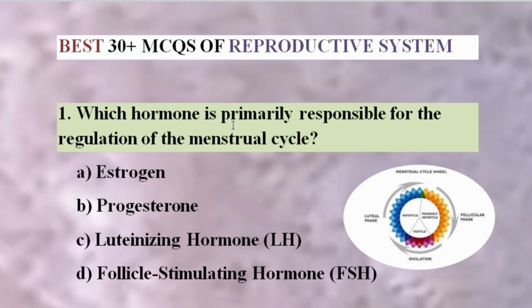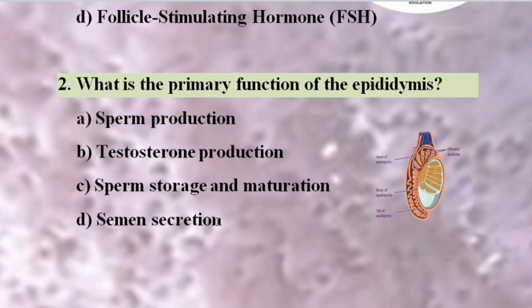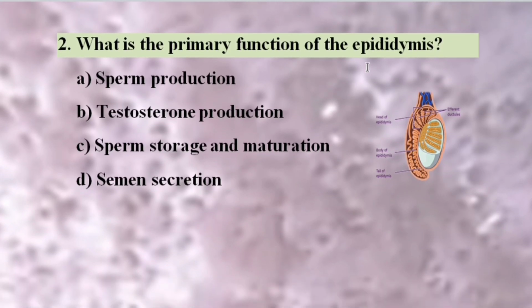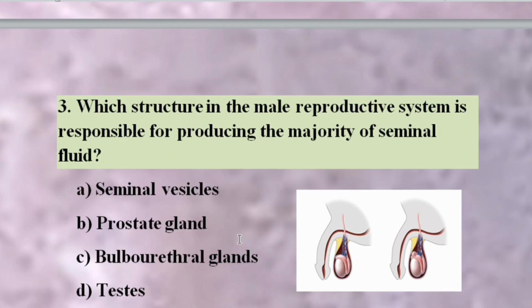Which hormone is primarily responsible for the regulation of menstrual cycle? Alpha, estrogen; beta, progesterone; Charlie, luteinizing hormone; delta, follicle stimulating hormone. Here the right option is alpha, estrogen. What is the primary function of epididymis? Alpha, sperm production; beta, testosterone production; Charlie, sperm storage and maturation; delta, semen secretion. So here the right option is Charlie, sperm storage and maturation.